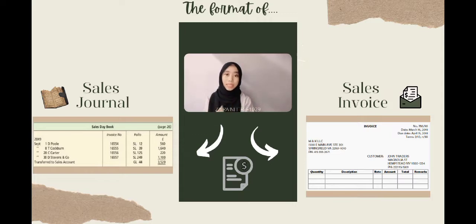The second one is account debit. This column is commonly used to enter the name of customers whose individual accounts are maintained in the accounts receivable subsidiary ledger. And thirdly, invoice number. The sales invoice number is written in this column.